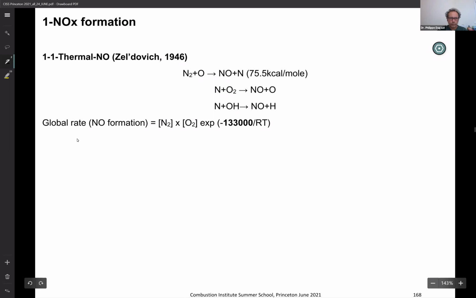The global rate of NO formation can be written this way. And you can see that the global activation energy is very high. This is the reason why this process is only effective at high temperature.